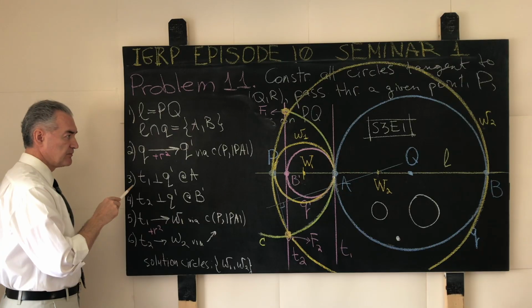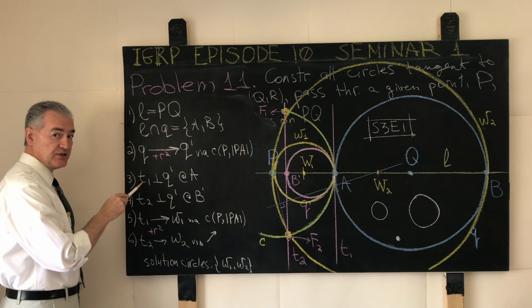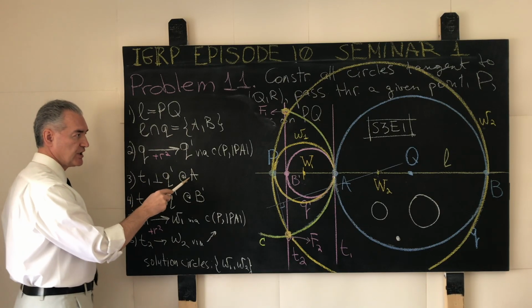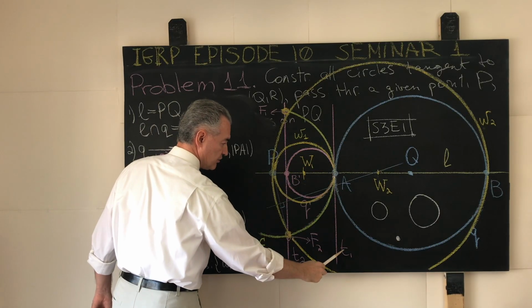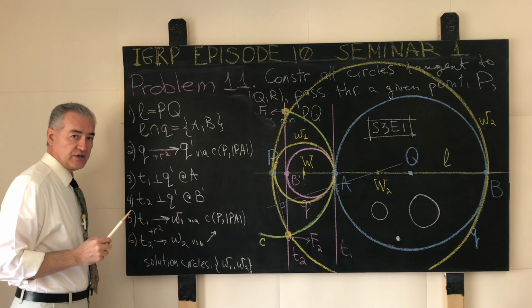As a step number 3, we construct a straight line T1 that is orthogonal to the image circle Q prime at the point A. That straight line is shown in pink over here, T1. This is the solution that can be carried out with Euclidean tools alone.